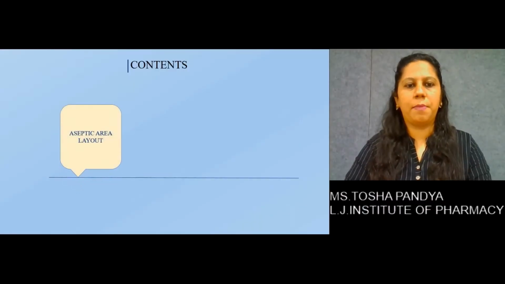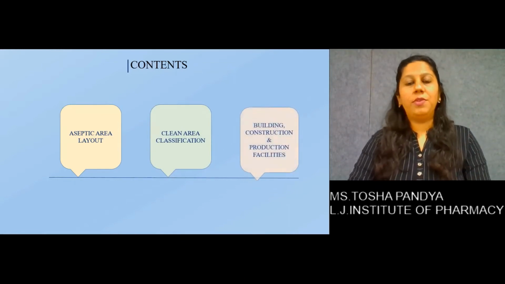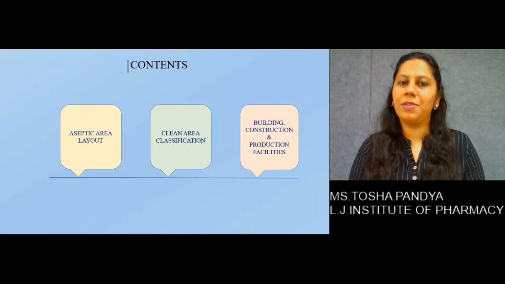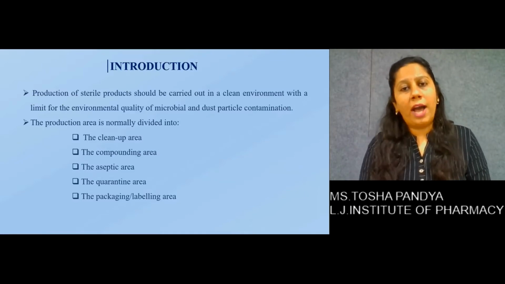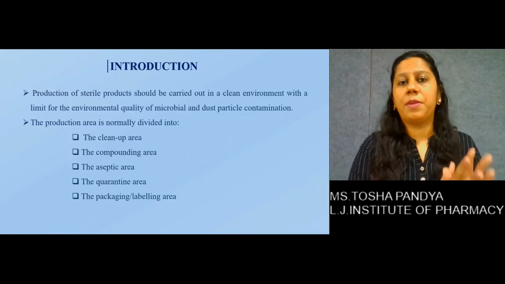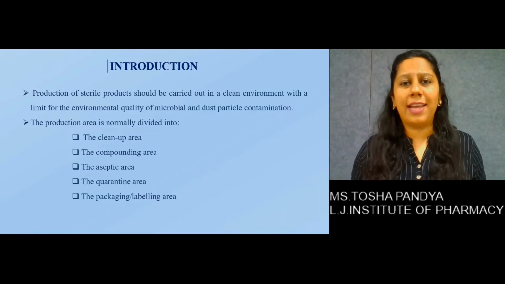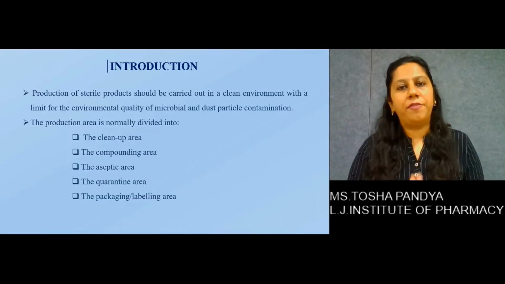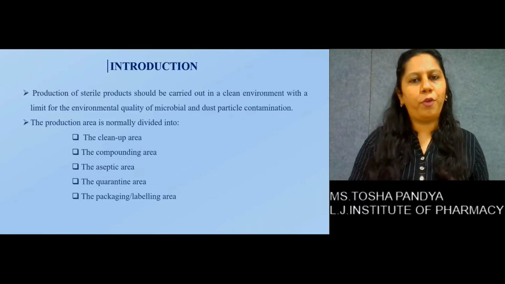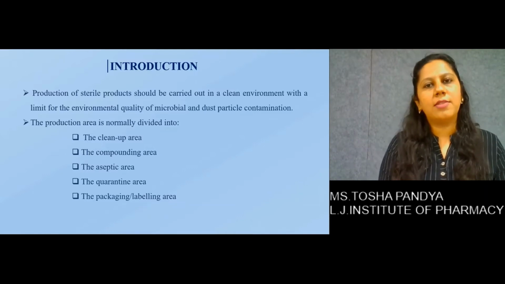In this presentation you will see the aseptic area layout, the clean area classification, and the building construction and production facilities which are required in an aseptic area. So why do you require different areas in the production facility? We need an aseptic area which is completely free of microbial and particulate contamination, which you cannot get if you have a normal layout. For this purpose the production facility is divided into different areas which will ensure smooth flow of production and thus proper aseptic conditions within the sterile manufacturing room.